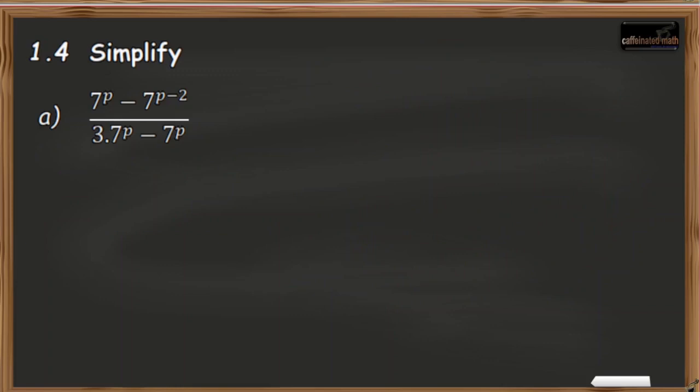Okay, moving on. Now we're being asked to simplify. Well, let's have a look what's going on here. What's the easiest thing to do? Well, the bottom sorts itself out, because we can see 7 to the power p forms a common factor. At the top, I'm going to need to play around with my exponent. So that's 7 to the power p, and then what I can do is have 7 to the power p and 7 to the power negative 2.